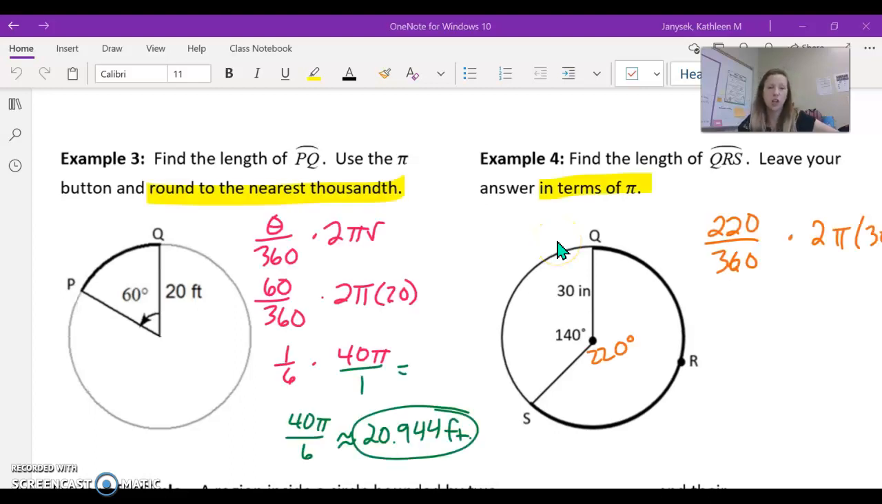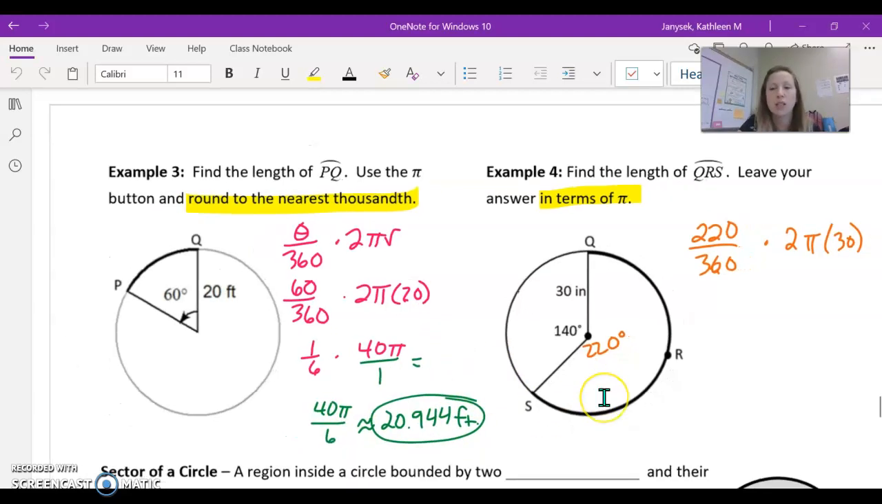Hey guys, so let's check your work, at least for example 3. You can see here that I plugged in 60 degrees for the angle, and the arc measure is also 60 degrees. It reduces to 1/6. And then in 2 pi r, the radius was 20 feet. 2 times 20 gave us 40 pi. Multiply the numerators and multiply the denominators to get 40 pi over 6. But this question doesn't want us to leave our answer in terms of pi, so we have to type it in our calculator, 40 pi divided by 6, and you will get 20.944 feet.